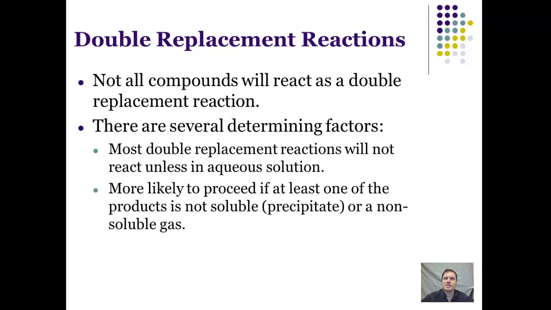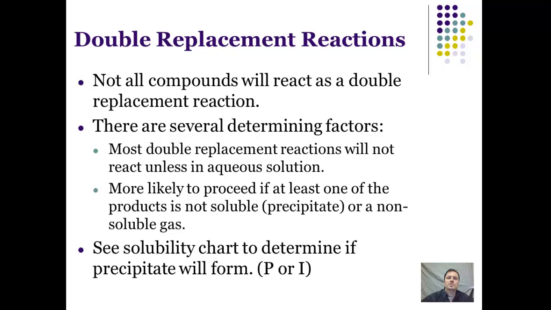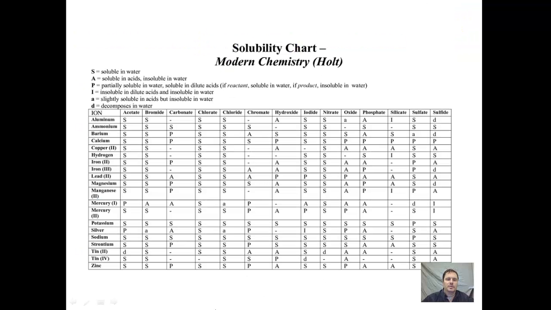Remember, a precipitate is a solid that forms. So if at least one of the products is going to form a precipitate or a non-soluble gas, that reaction is going to occur. Well, how do we know this? We use what we call a solubility chart, which I will give you in class as well. When we use a solubility chart, we're looking for a P or I. Let me just show you this quickly. Here's an example of a solubility chart.